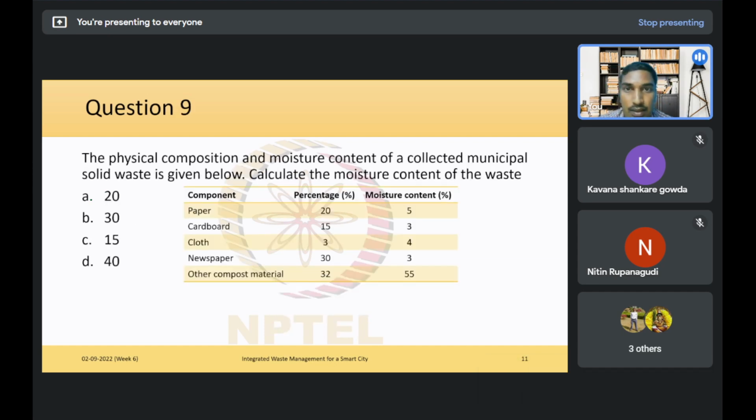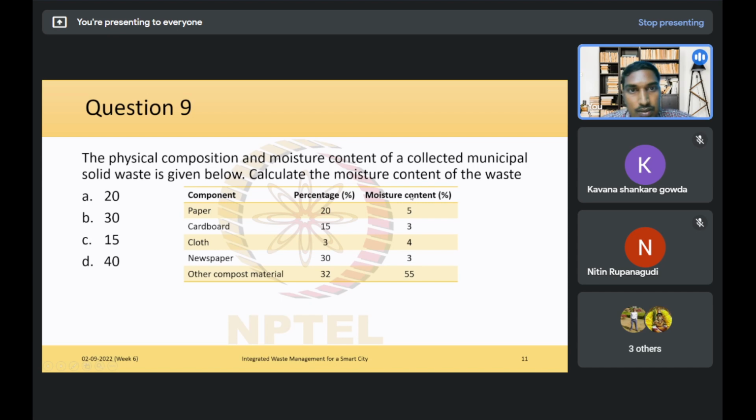So here we are given a physical composition and the moisture content of the different components of a collected municipal solid waste, as given in this table. So we have paper, cardboard, cloth, newspaper, and some other compostable material. There is 20% paper, 15% cardboard, 3% cloth, 30% newspaper, and 32% other compost material. And these different components have different moisture content within them: 5%, 3%, 4%, 3%, and 55%.